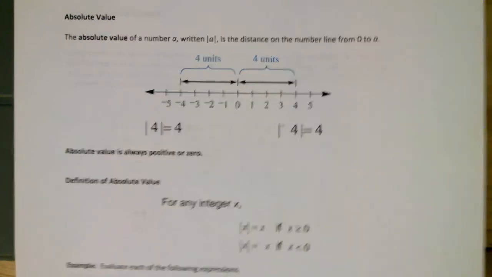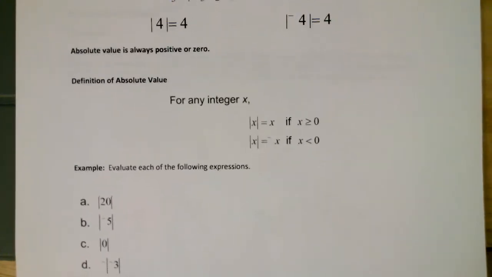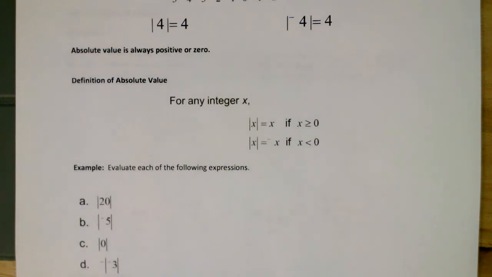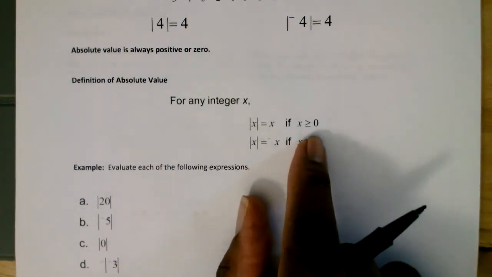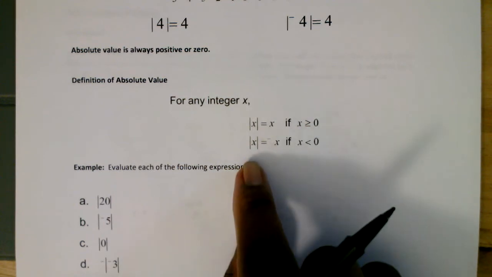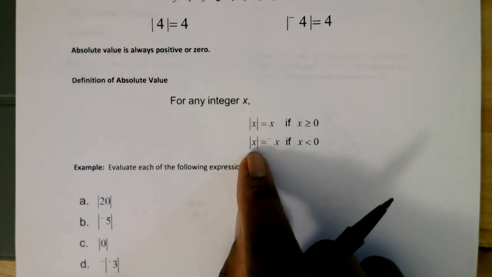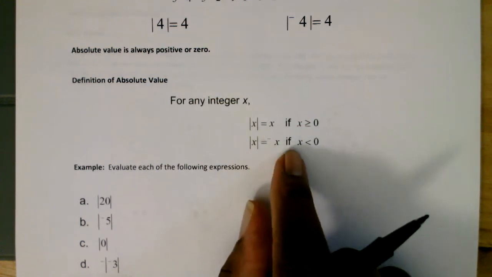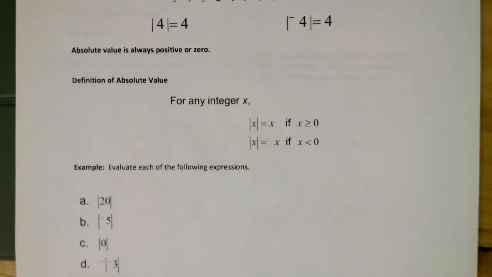Now, here's the formal definition of absolute value. It's this: for any integer x, the absolute value of x will be equal to x if x is positive or 0, if it's greater than or equal to 0. And then the absolute value of x will be equal to negative x if x is less than 0. That means if x is negative, you'll do the opposite of that negative, which will change it to a positive.